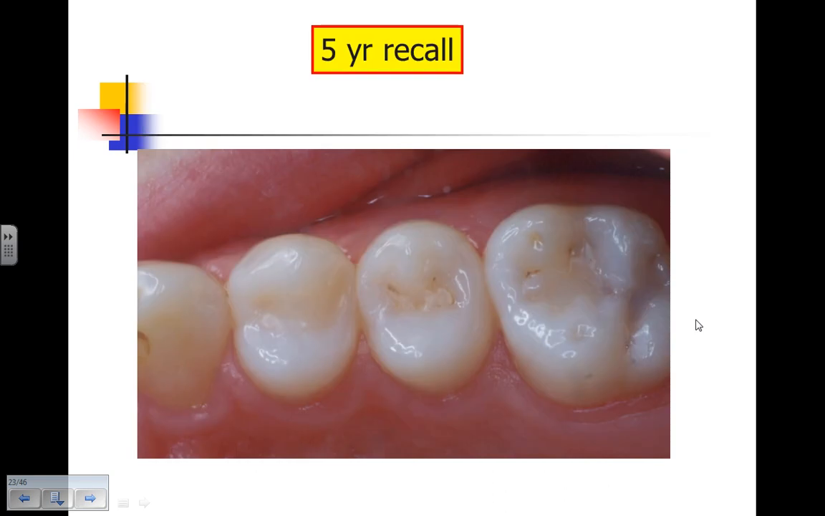Here we're looking at a 5-year recall of these restorations, and you can see the sealant on number 13 is still successful for this patient.